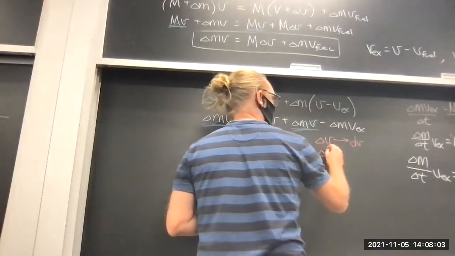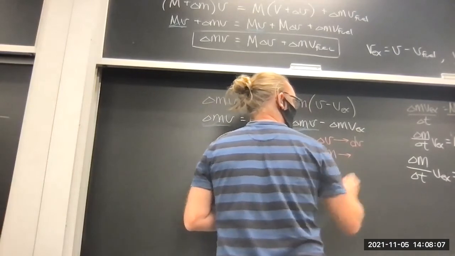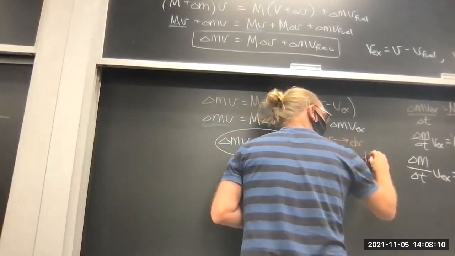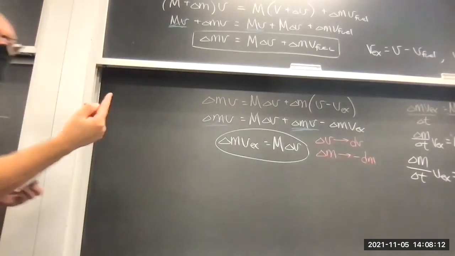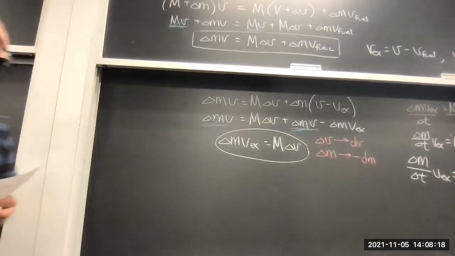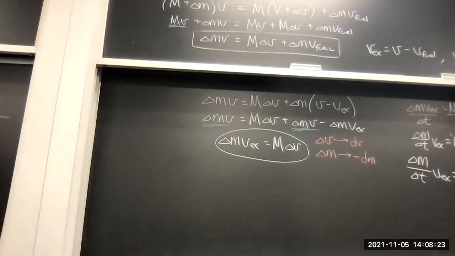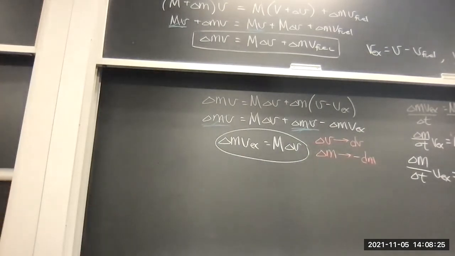We are then going to define our delta m, and I guess we need to do that over here as well, as being a negative dm, because this is a loss of mass or a decrease in our mass. If we do that, we can then rewrite that equation to be dm vx is equal to m dv.